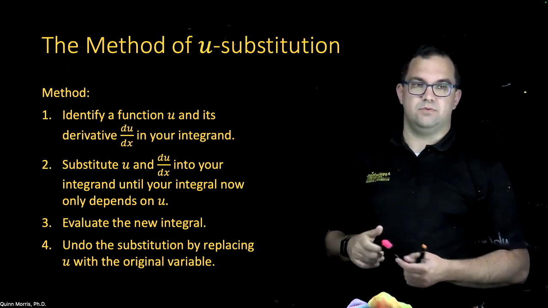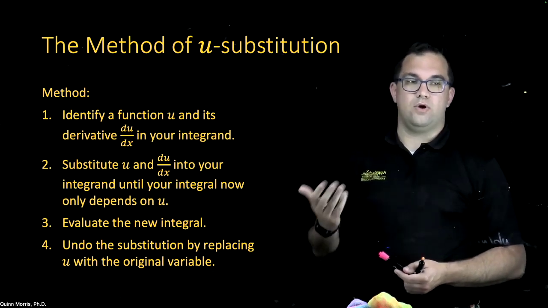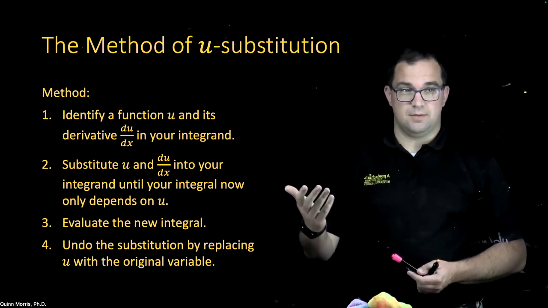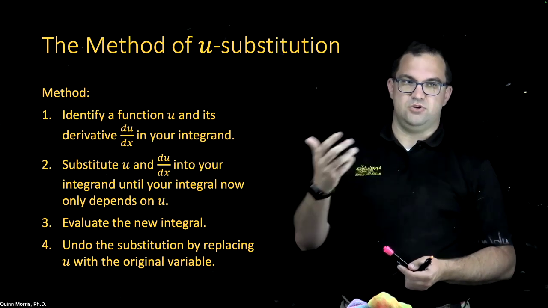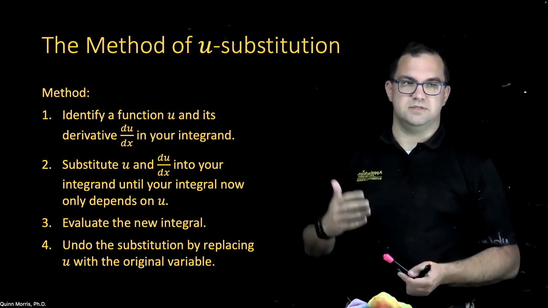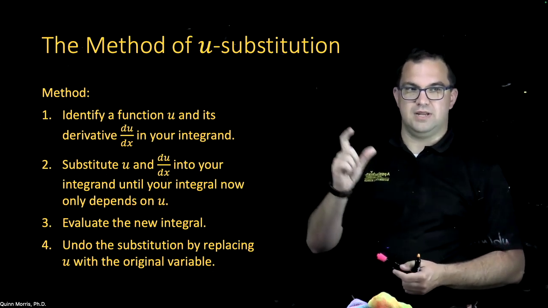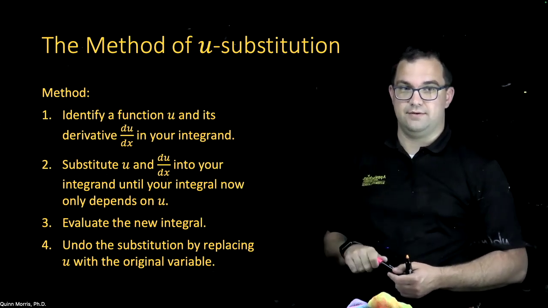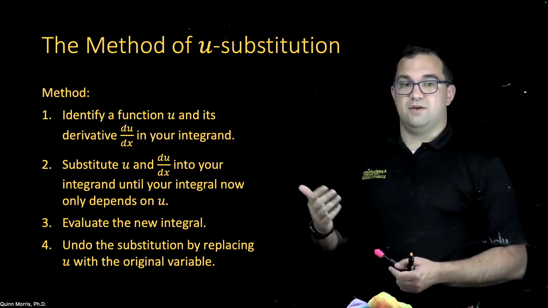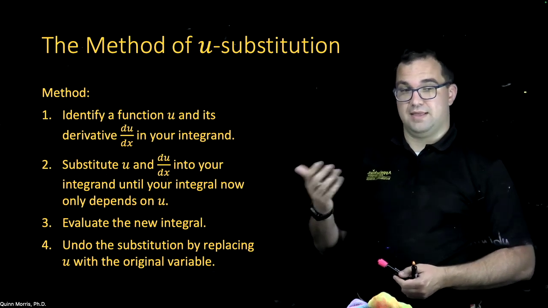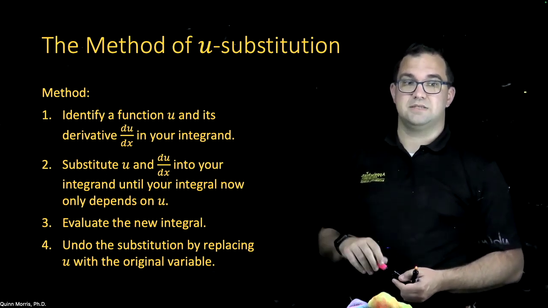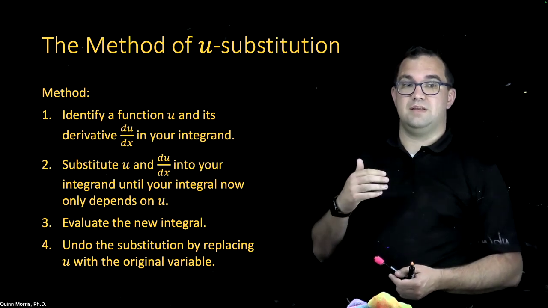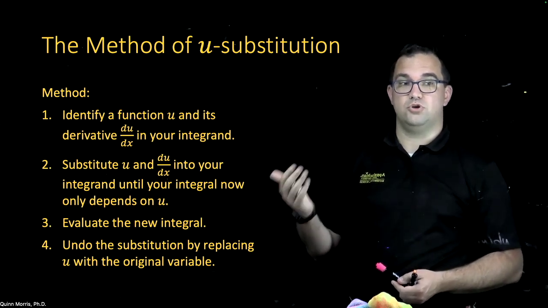We're going to call that function u. Its derivative obviously would be du dx. Or in the case that you're integrating with respect to some other variable, du d that variable, right? So it could be du dt, du d theta. We'll see some other examples as we go, but a function and its derivative sitting inside the integrand. Once we've identified those, then we're going to rename them. So we're going to replace that function with u, and we're going to replace its derivative with du dx in your integrand until the integral now only depends on u.